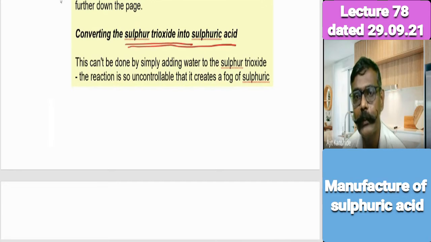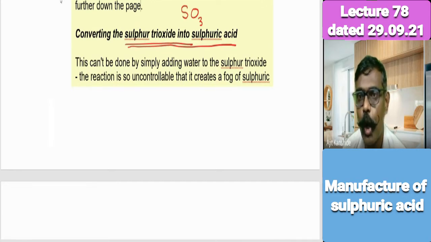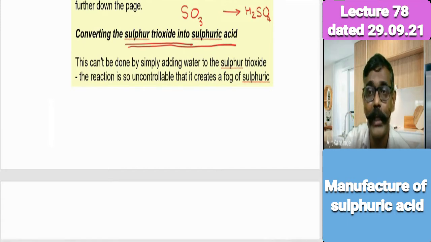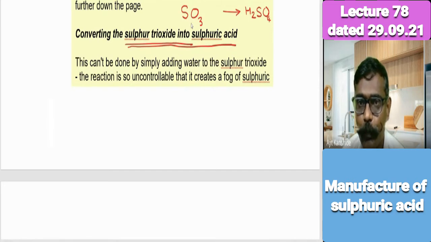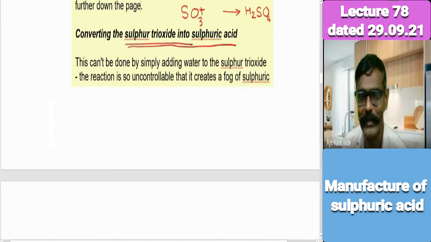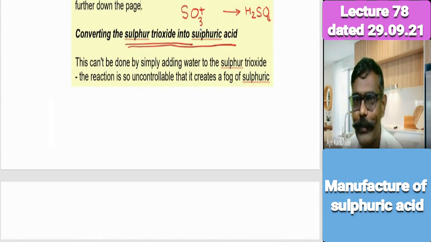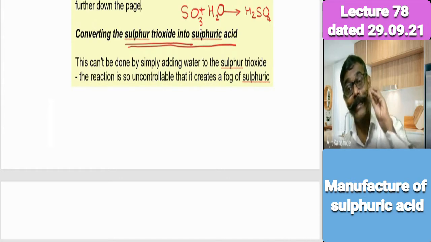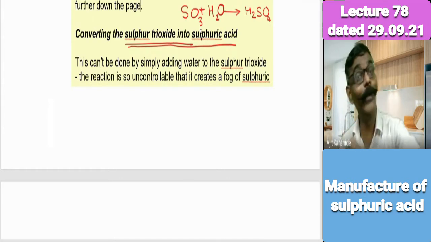What will one think? SO3. If I want to obtain H2SO4, yes, help me. What shall I do here? I could not hear you. Please say it loudly. Addition of H2O. Yes, addition of H2O, we will get it. It is a first instance, means SO3 gas. If you pass it through the water, then you will get the H2SO4.